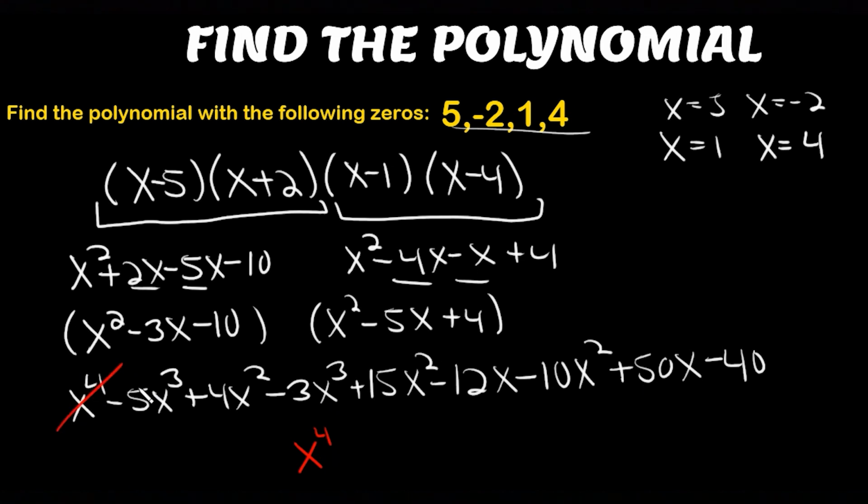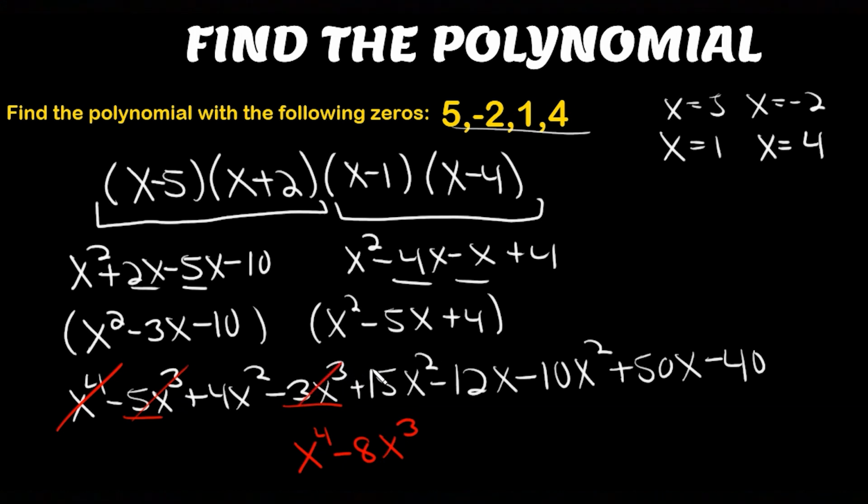I'm going to go ahead and cross it out. Then I go to x to the 3rd power. Can I combine that with anything? Well, right here and here I can combine. I have a negative 5x cubed and a negative 3x cubed. That will give me negative 8x cubed. So negative 8x cubed. All right, that's done.